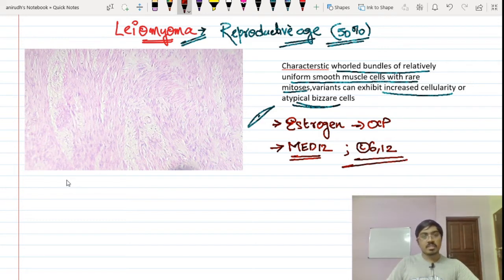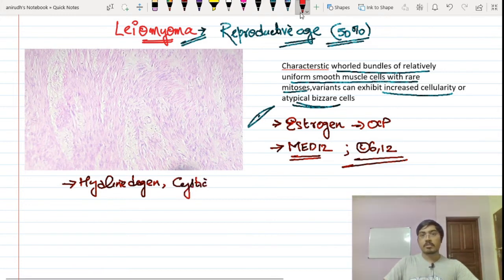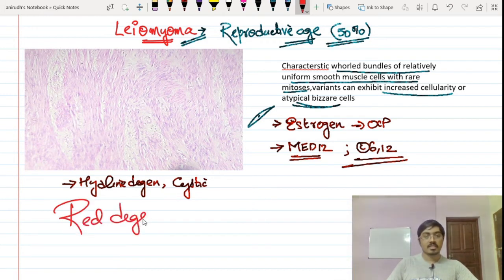Yes, let us talk about certain secondary changes over here. You can have hyaline degeneration, right? You can have cystic degeneration. Now, the most important point that I would like you to remember is the red degeneration. Red degeneration is actually due to a hemorrhagic thrombus inside the leiomyoma. So some hemorrhage is happening over there and it appears red. So this red degeneration of leiomyoma is a very important point to remember.